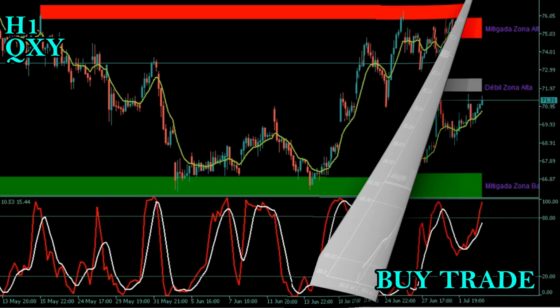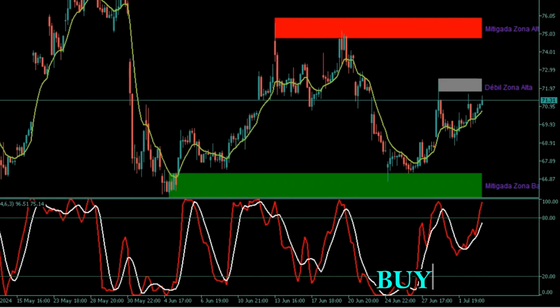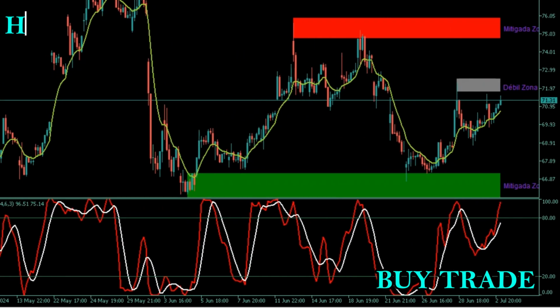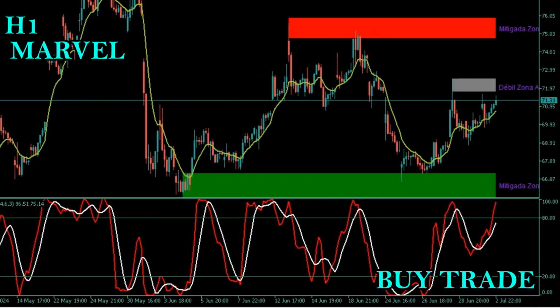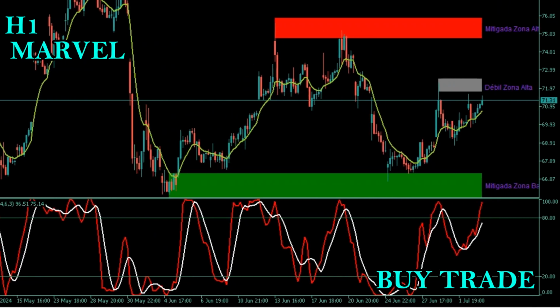Now let's take a look at the second illustration. This is an H1 chart for Mavotech. So first things first, we identify both of our zones, the red and the green zones. Since this is a buy trade, we wait for prices to test the green zone twice, which happened right here and right here. It should be noted, during the second retest, the oscillator should be in an oversold area, which is below the 20 level, and this happened right here.